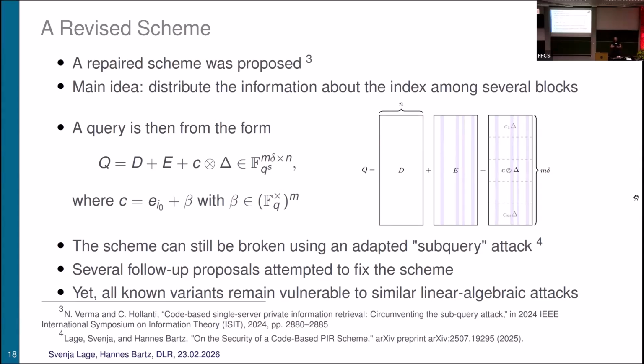And there were several follow-up proposals. We were also in exchange with the authors. And in the end, unfortunately, there's no scheme at the moment that is secure, right? And that brings me back to the title of the talk. So security of code-based PIR, well, at the moment, it doesn't look good.